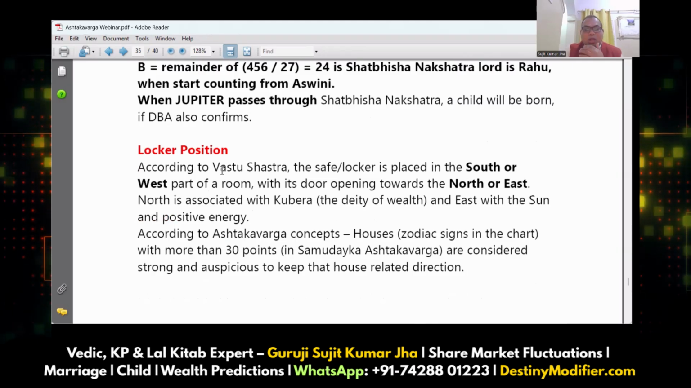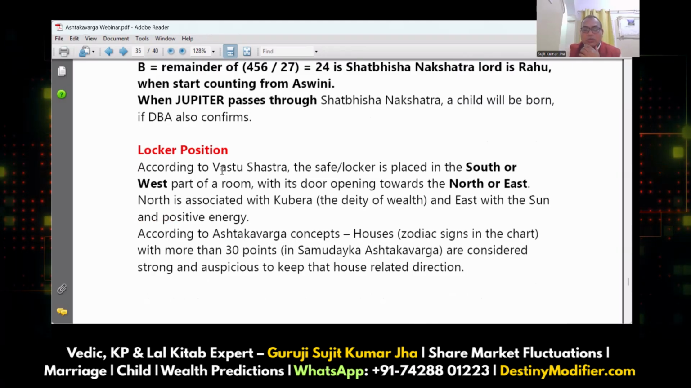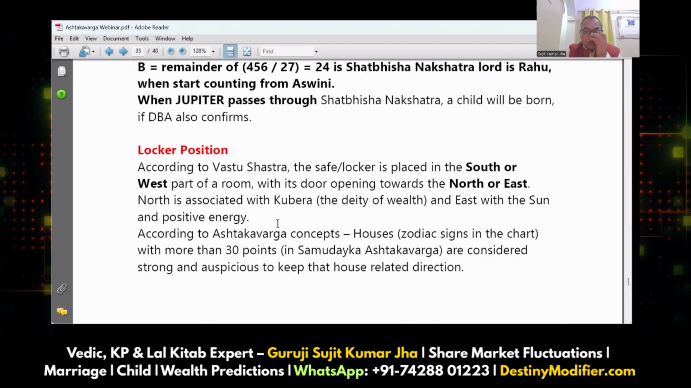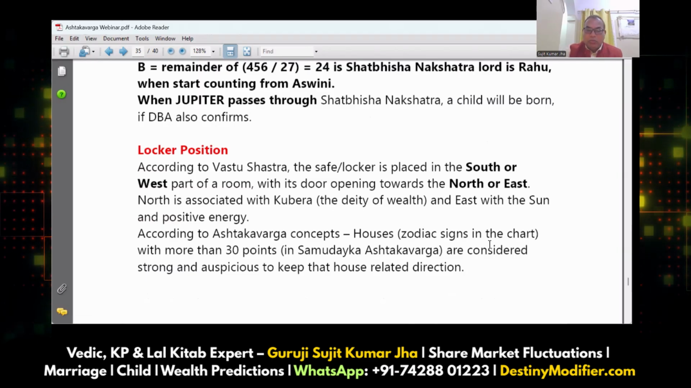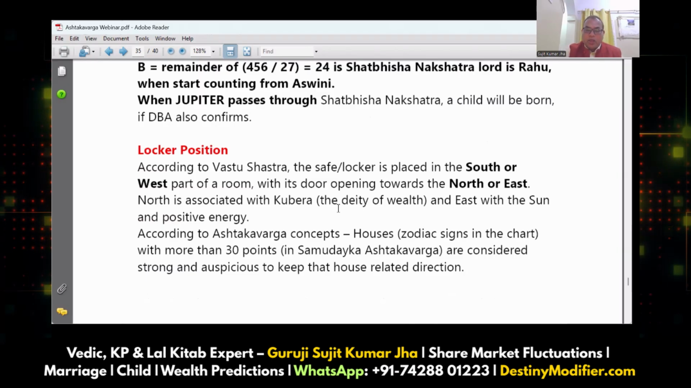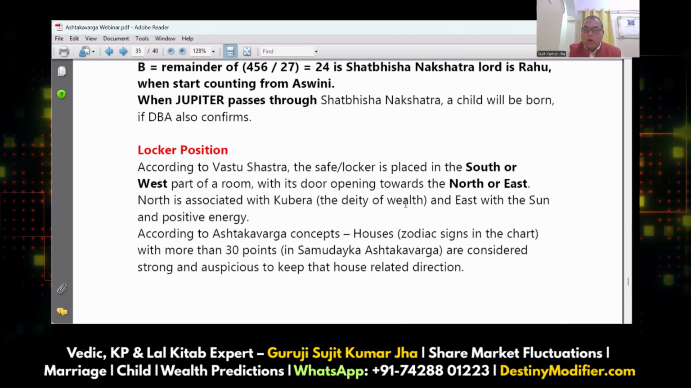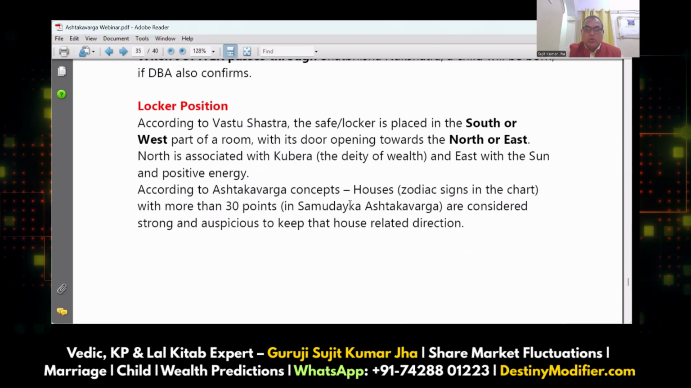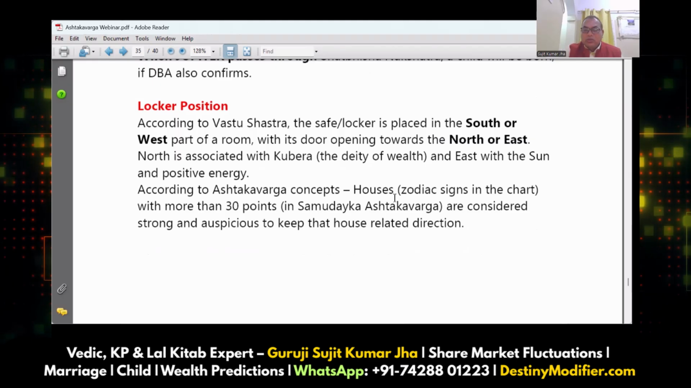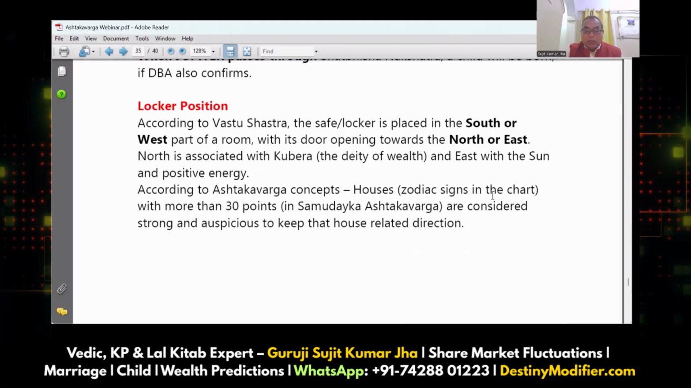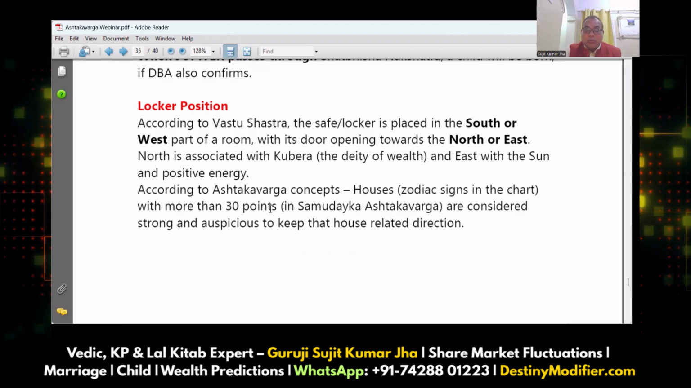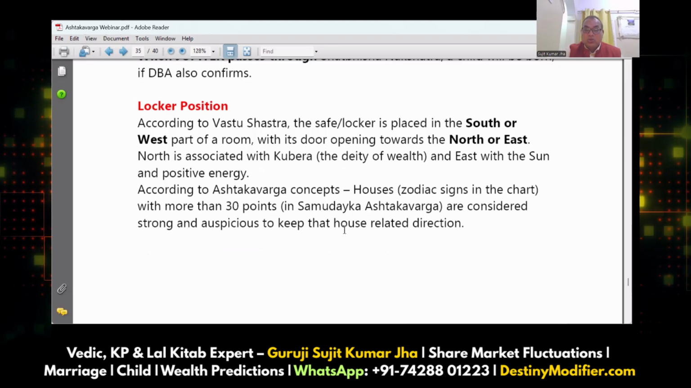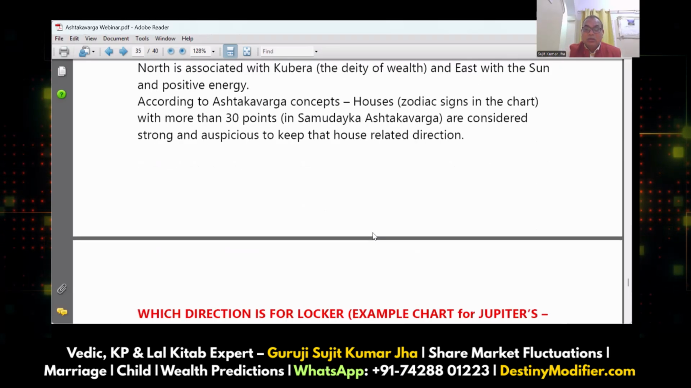Now, in which direction should you keep the locker or gold in your house? According to Vastu Shastra, in the south or west part of a room you can keep the locker, so that when the door opens, it opens towards north or east. But according to the Ashtakavarga concept, houses or zodiac signs in the chart with more than 30 points in Samudaya Ashtakavarga are considered strong and auspicious for the house-related direction.